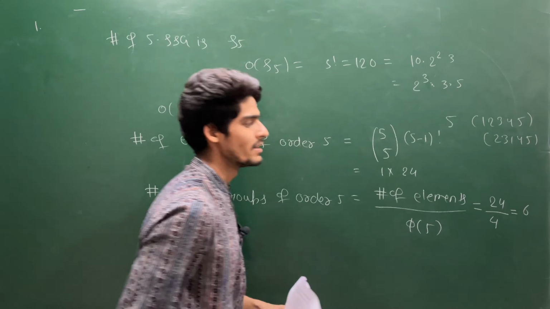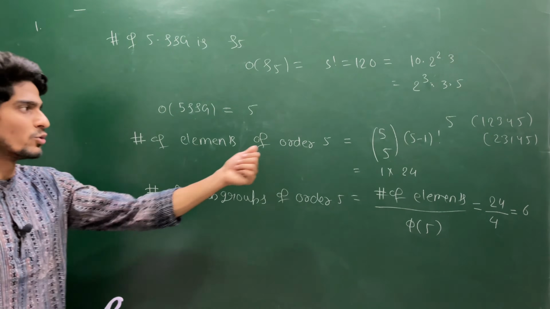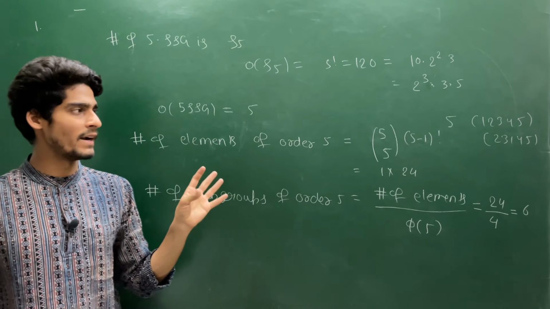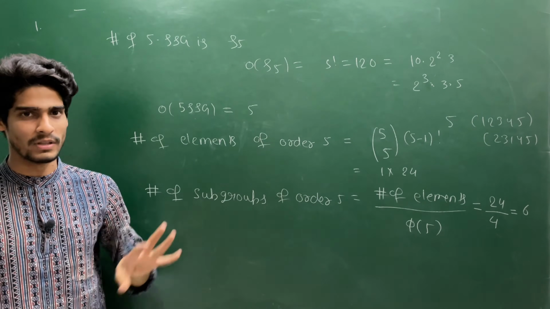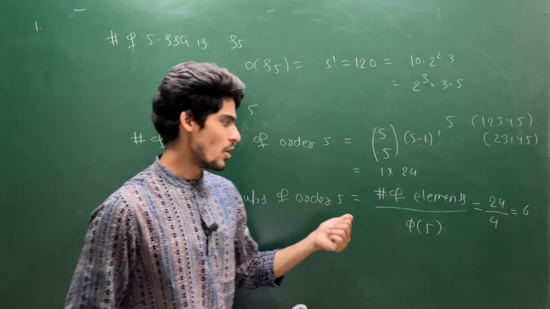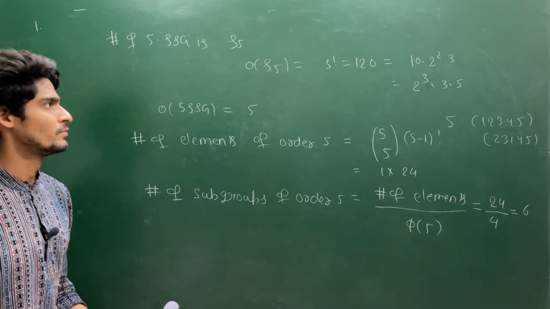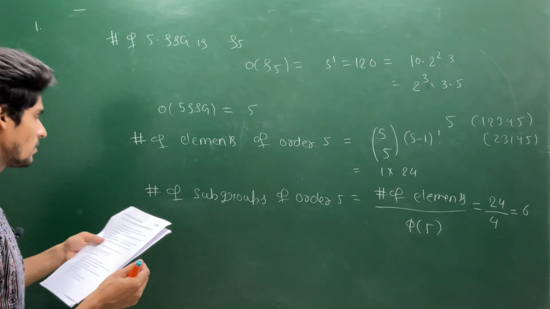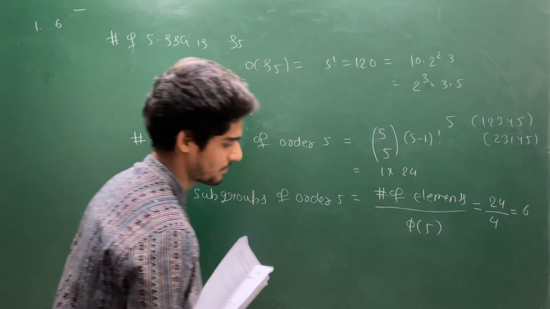So this will give me 6 subgroups, because if I choose any element and take the generating set, it will give me a subgroup, and the rest 4 elements will be used on that. So I will have 6 distinct subgroups of order 5. So the correct answer will be 6 for this question.